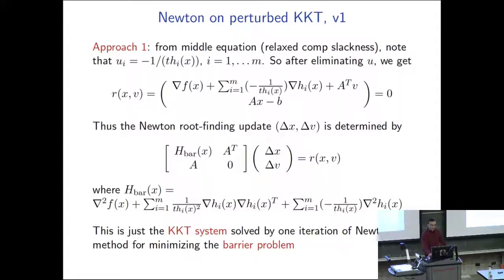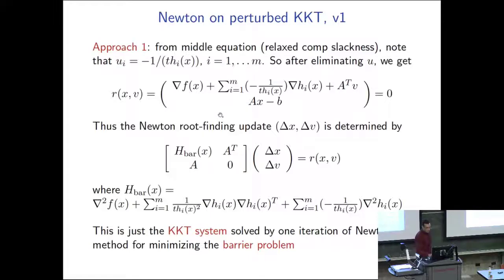And now it turns out that a Newton update on this problem is the same as a Newton update you do for the barrier problem. Okay, and you can see that you have to just remember somehow what the Hessian looked like for this barrier problem here.